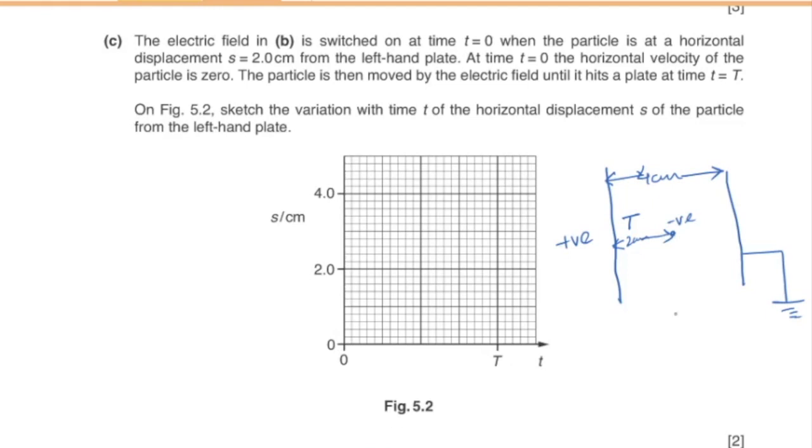So at time t equals 0, the displacement is 2 centimeters, and at time t equals capital T, the displacement will be 0 since it has reached the positively charged plate. At capital T, we are going to have 0. And since it's going to accelerate because it has a resultant force of 5.59 times 10 to the power of negative 15 newtons acting on it.